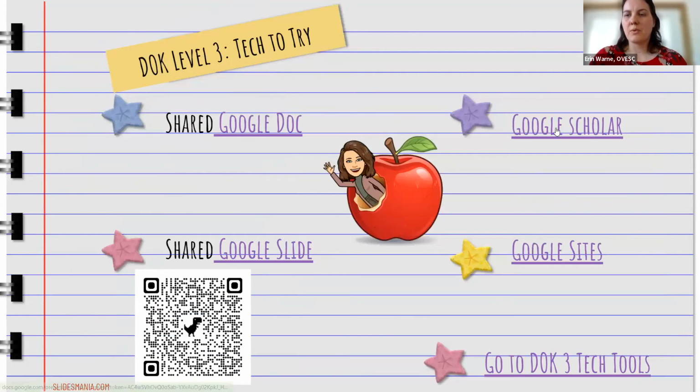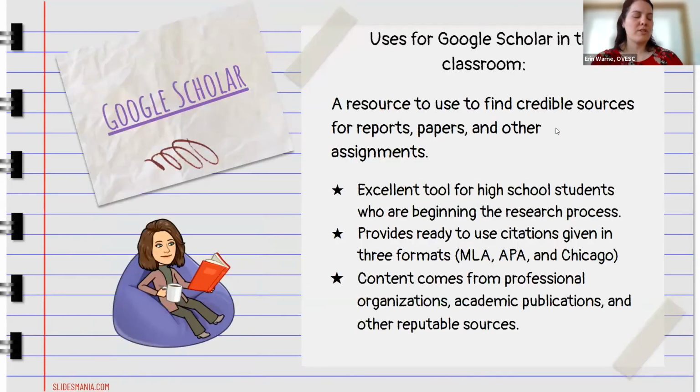All right, the next one we're going to talk about is Google Scholar. Now, Google Scholar is useful for upper middle school to high school students. This is a search engine that allows the students to research scholarly articles, publications, and other reputable sources. So students can learn proper citations in MLA, APA, or Chicago style. So this is very useful for research projects and teaching students how to conduct proper research.